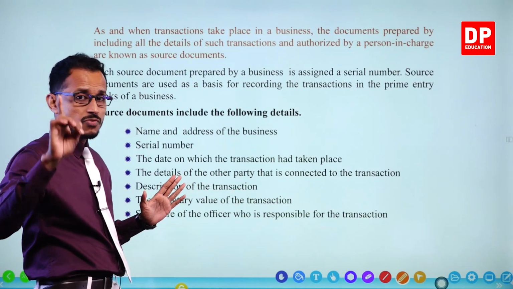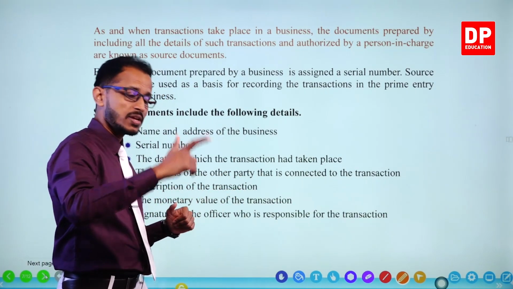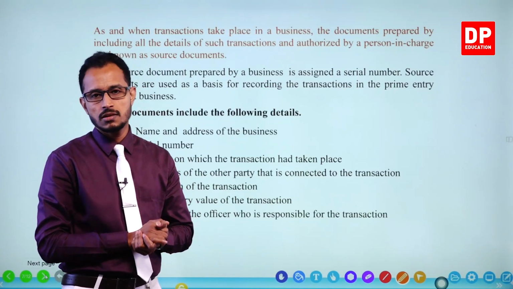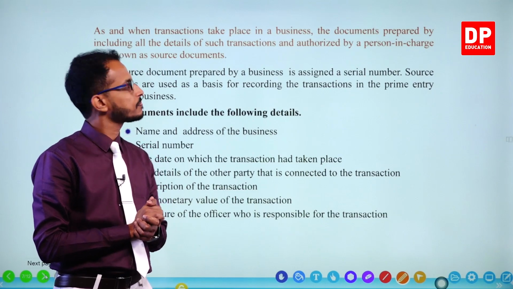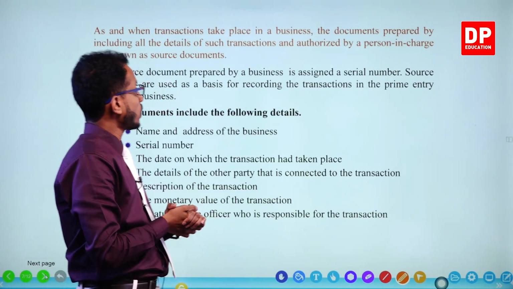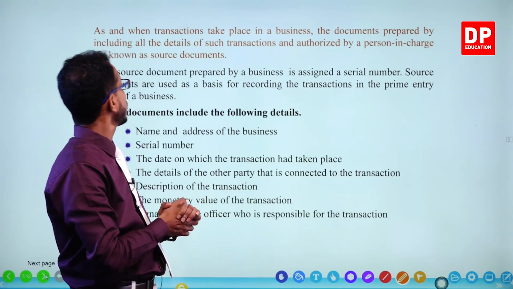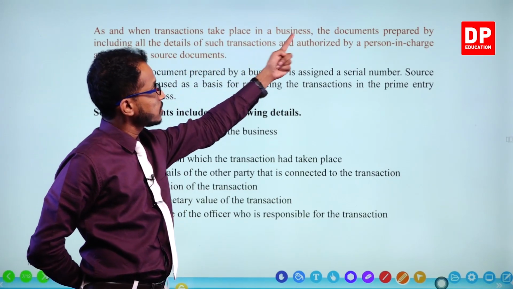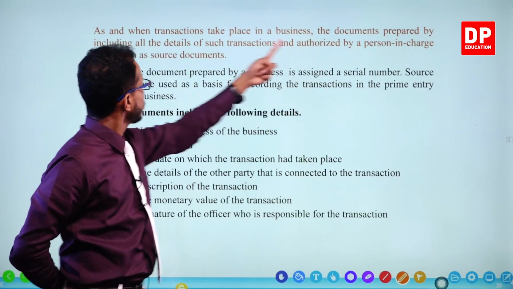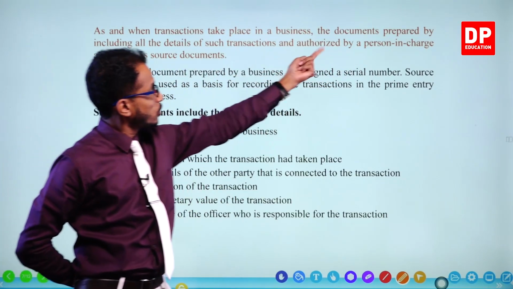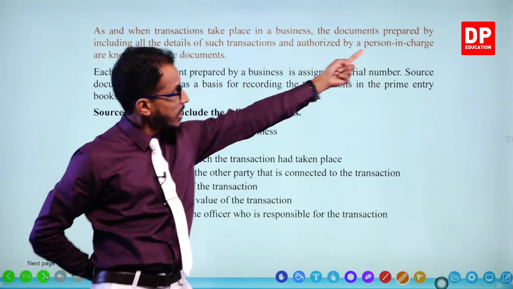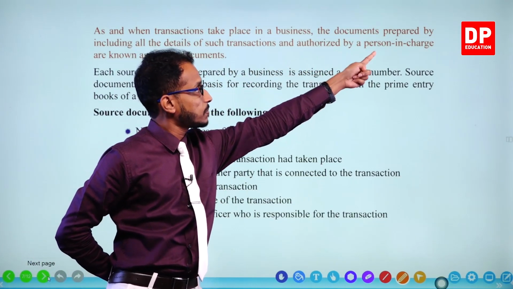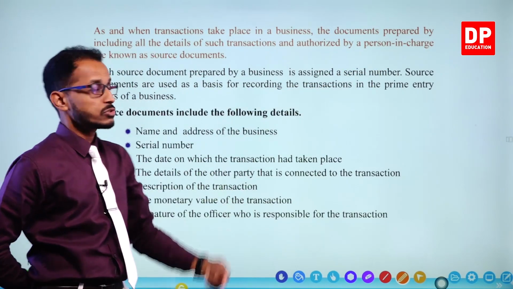Likewise, children, every transaction must be recorded in a source document or a bill. All right. Let's find out what the book has to say about bills. As and when transactions take place in a business, the documents prepared including all the details of such transactions, authorized by a person in charge, are known as source documents.